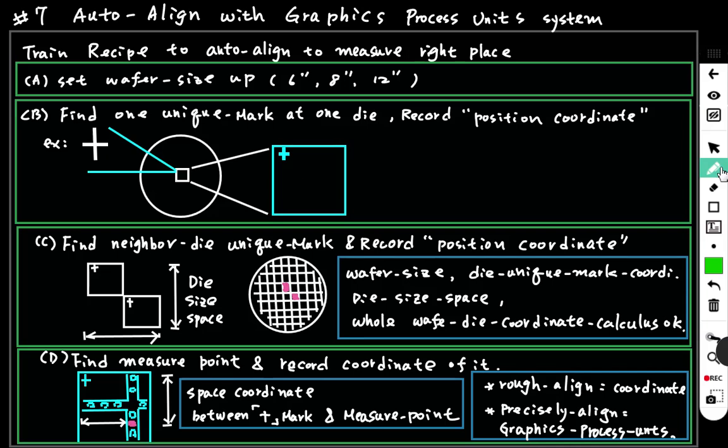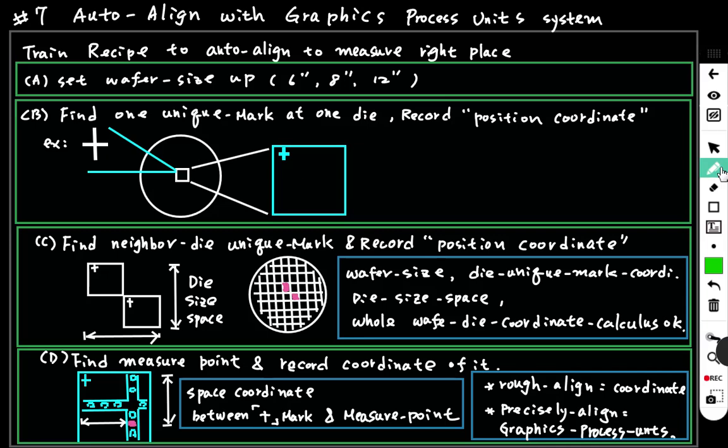Today we are going to talk about the auto align with graphics process unit system. Now we know about the principle of optic measuring thickness. Now we are going to know about the auto align for the measuring position.